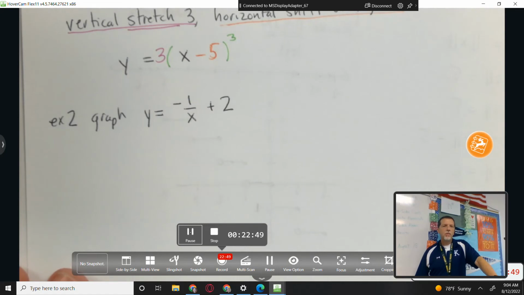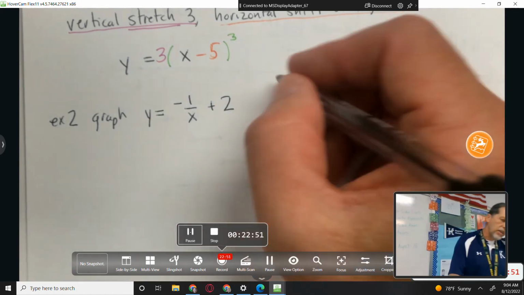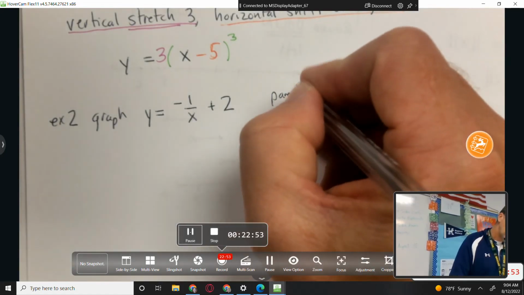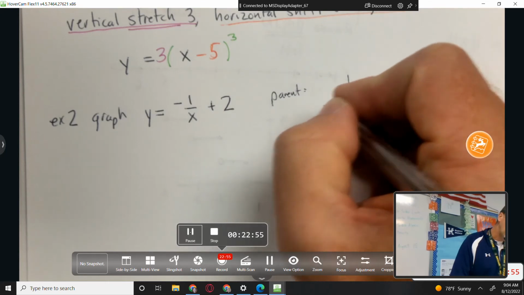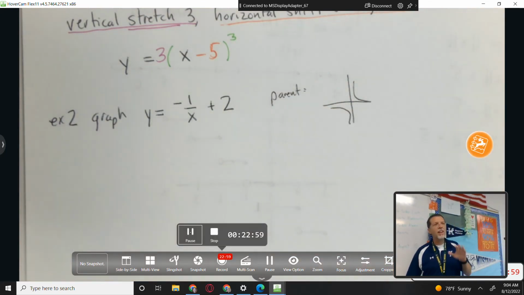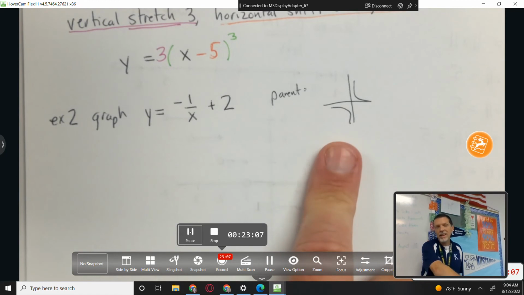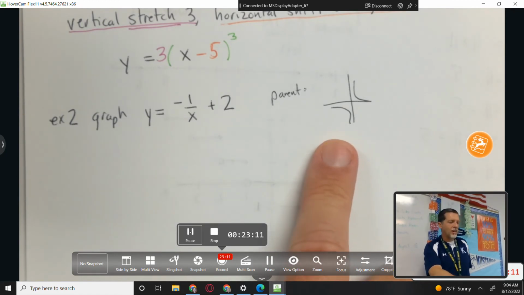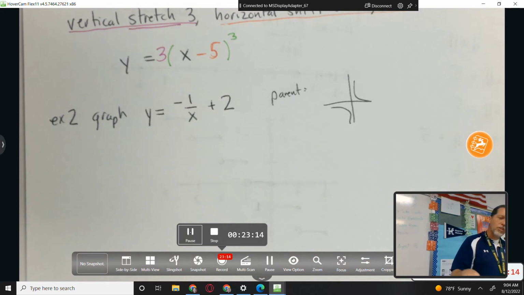Okay, so the parent function, you don't have to graph it, but I like to do just a quick little sketch because my brain starts thinking, all right, I know it's reciprocal, I know it looks like that, now I've got to do some changes to it, but my graph better look something like that when I'm done. All right, so tell me what have I done to that graph? What are the changes? What are the transformations?